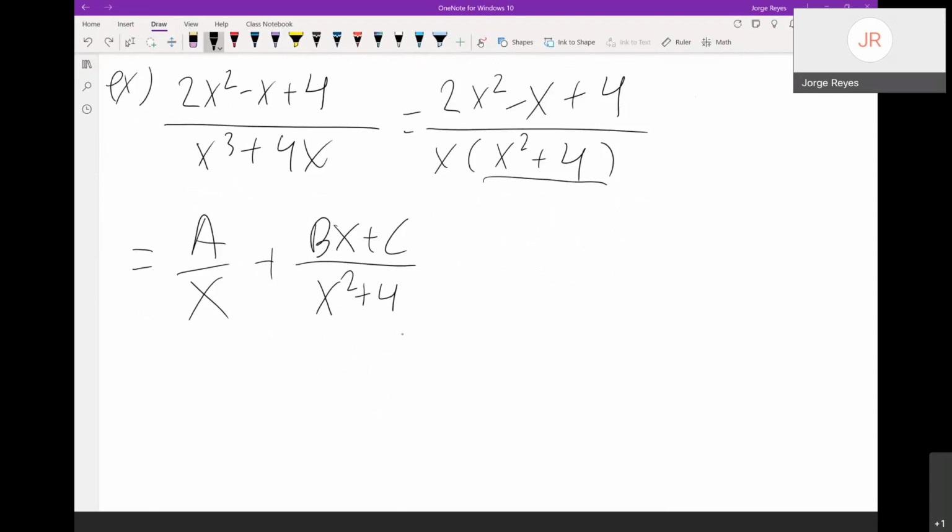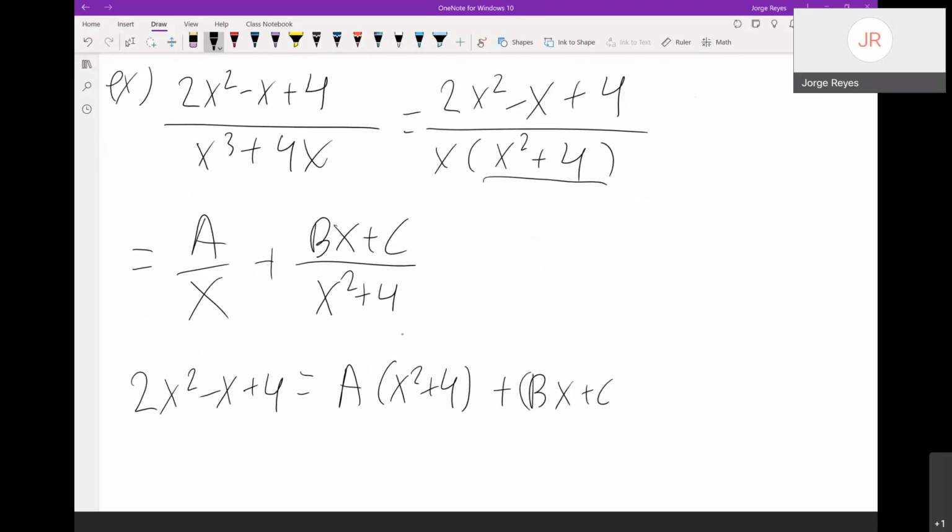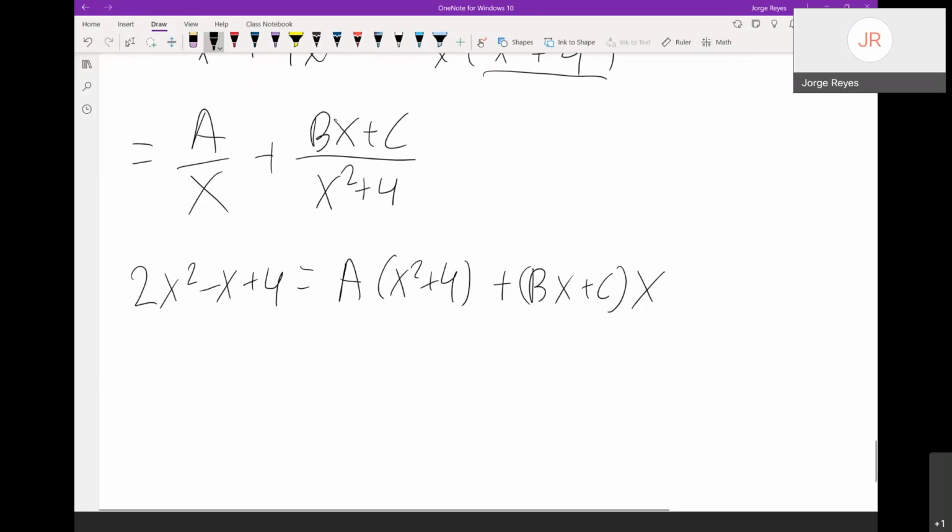So 2x squared minus x plus 4 is going to be equal to a times x squared plus 4, plus bx plus c, times x. And you can still solve this pretty nicely. Again, with the first term, x equals 0, you get 4 equals, this cancels, so you get 4a, so a equals 1.